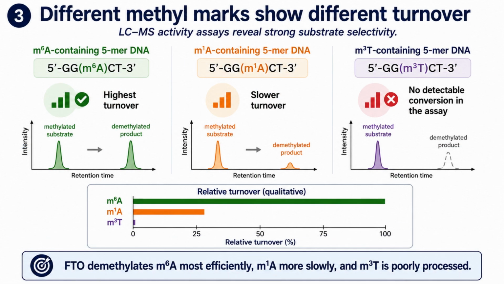Activity assays provided the first clue. FTO demethylates m6A most efficiently, m1A more slowly, and m3T very poorly under the tested conditions. This means that the identity of the methylated base strongly controls catalytic turnover.